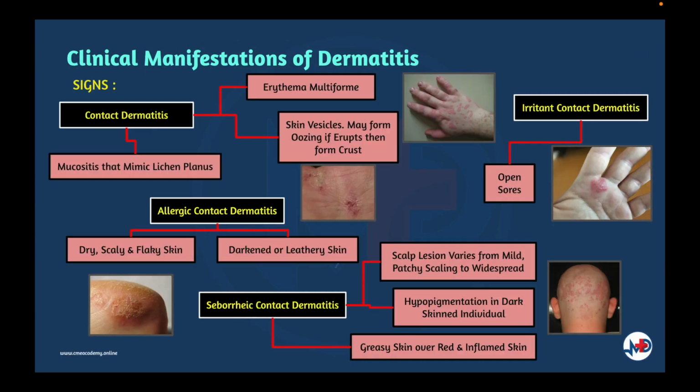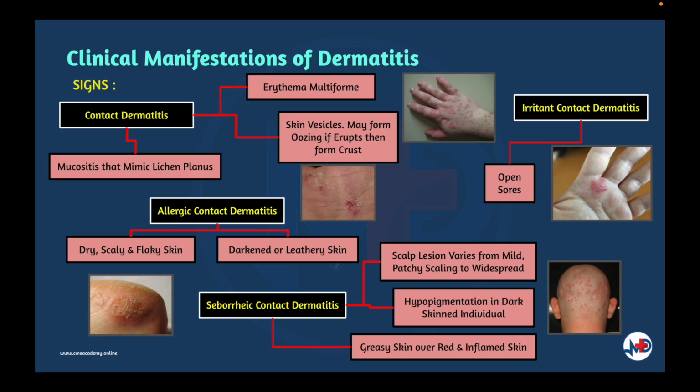With examination, contact dermatitis usually involves hands or topical medication sites. Erythema multiforme may form, and it is a severe cutaneous reaction with targeted lesions. If there is intraoral metal contact allergy, mucositis that mimics lichen planus may appear. Vesicles are found residing on red and swollen skin. Oozing occurs if vesicles have erupted, after which it will form a crust when it is dried up. In allergic contact dermatitis, the skin is commonly dry, scaly, and flaky. Additionally, the skin might appear to be darkened or leathery.